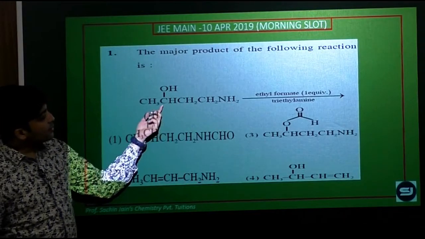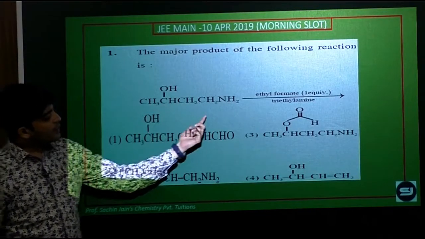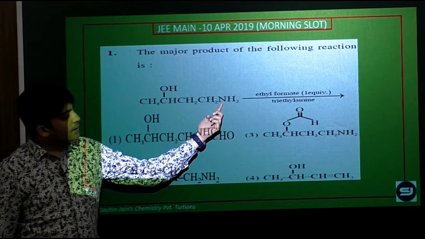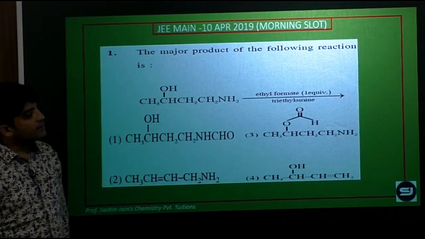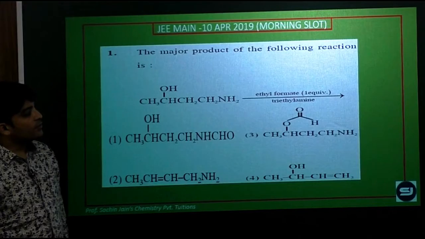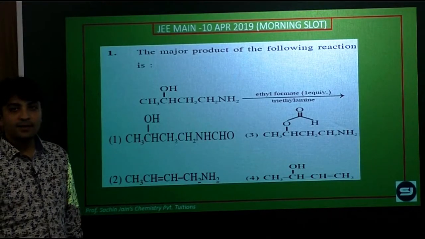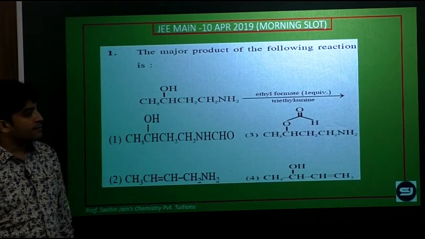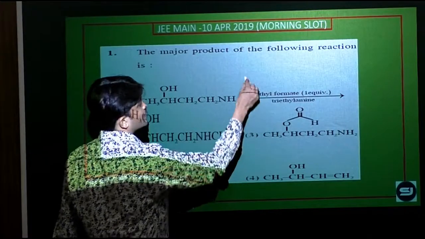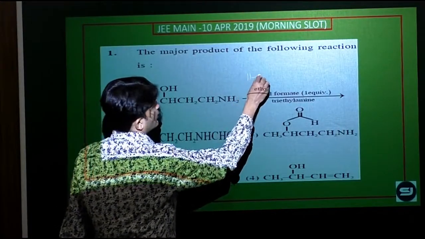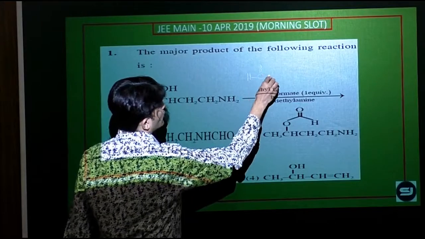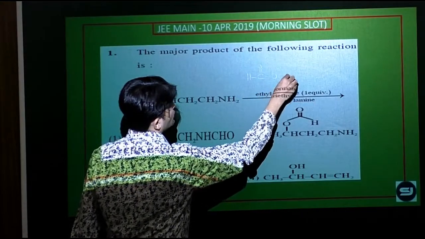If you look at the molecule, it's having an alcoholic group and the amino group. And this compound is reacted with ethyl formate, one equivalent of that, in presence of triethylamine, which will act as a base. Now, what is ethyl formate? It's an ester having a formula HC double bond O, OC2H5.